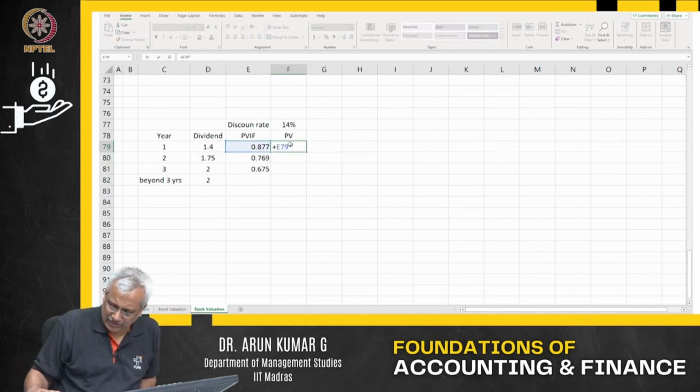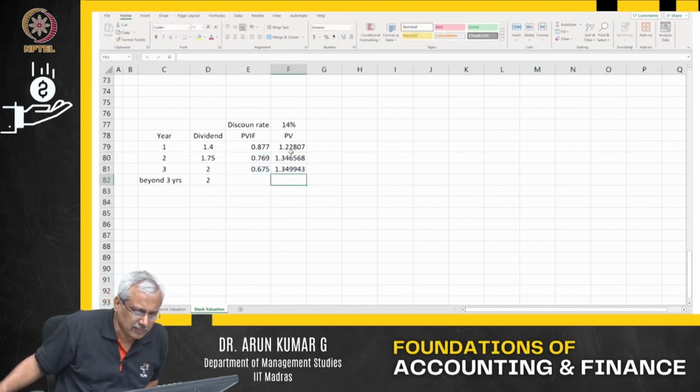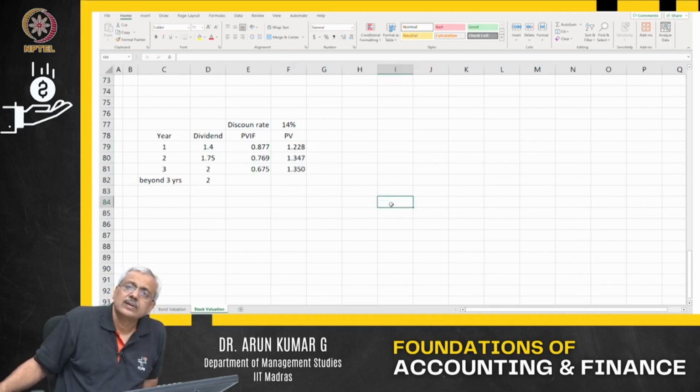So, what is the present value of the dividends that you are getting for the next 3 years? Present value means today's value of the dividend we are getting for 3 years: this into the discounting factor, and then this into the discounting factor. This is the present value of the dividends that I am going to get. Beyond 3 years, I am going to get $2.